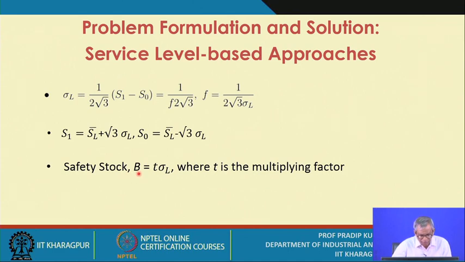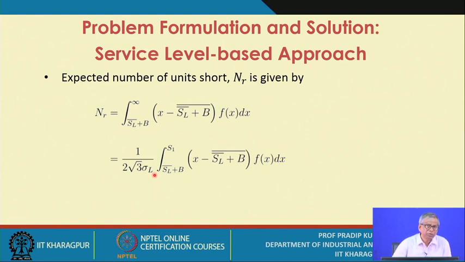Now we have used this notation for the safety stock, that is capital B, and the safety stock is expressed in terms of sigma L, that means the lead time demand standard deviation. It is expressed as T into sigma L, where T is the multiplying factor. So ultimately the safety stock is to be determined in terms of T into sigma L. If the value of sigma L is specified, you need to determine the value of T. Later on, while we form the total cost equation, this point will be made very clear. So the safety stock, the notation is capital B, which is nothing but T into sigma L. T is the multiplying factor.